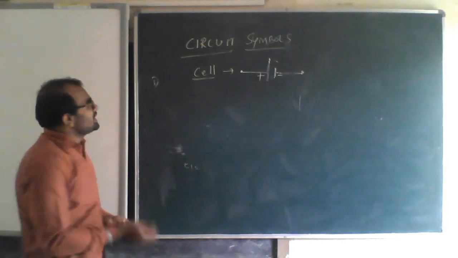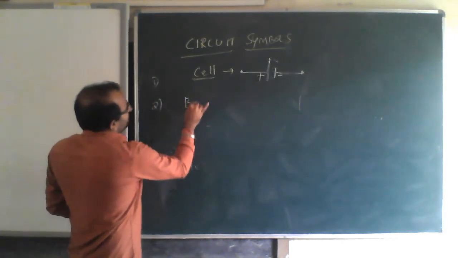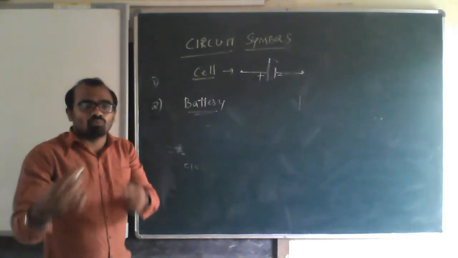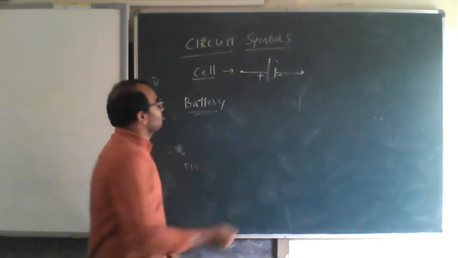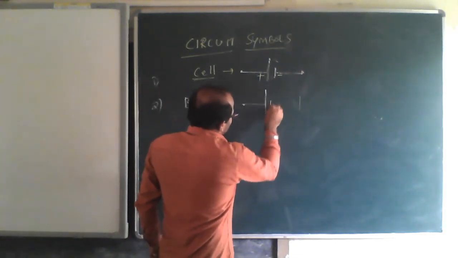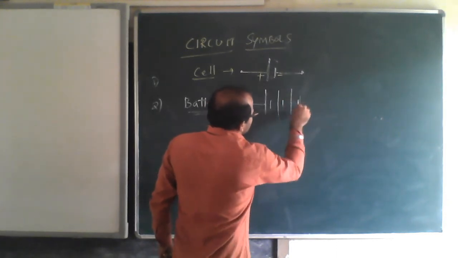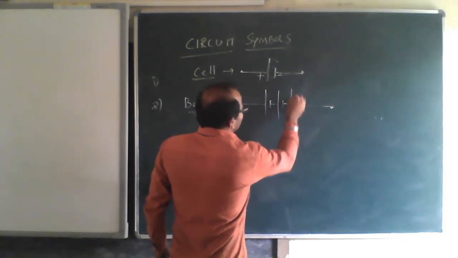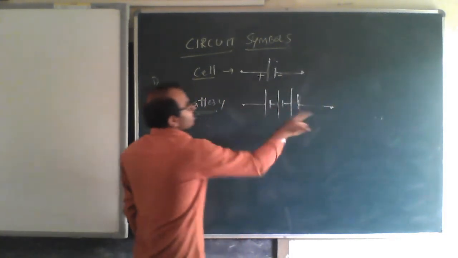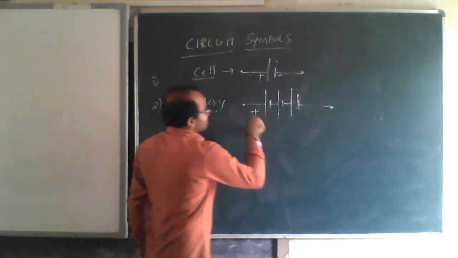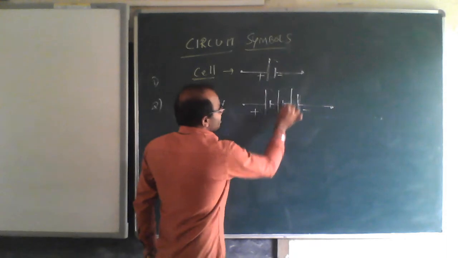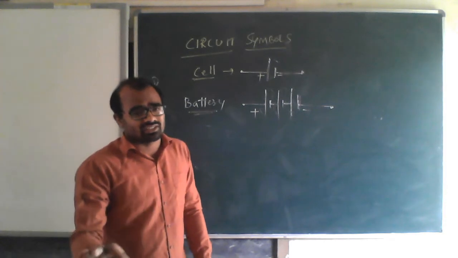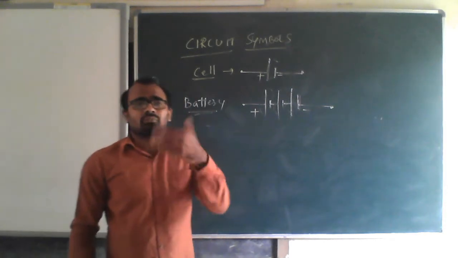Okay, and if many cells are combined, we call it as battery. What is battery? Combination of two or more cells. We can say like this: this is the battery. They should be connected properly. So this is battery, plus minus. Here one cell, here one cell, here one cell. Three cells are connected. There is no such rule that only three cells are connected. It can be two cells also. It can be four cells also.